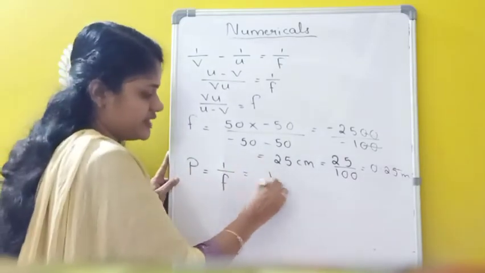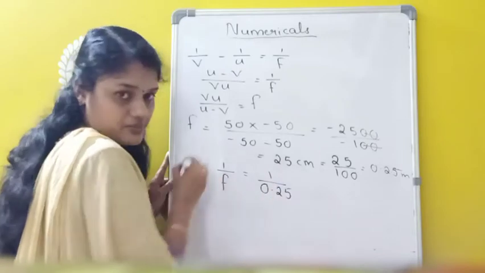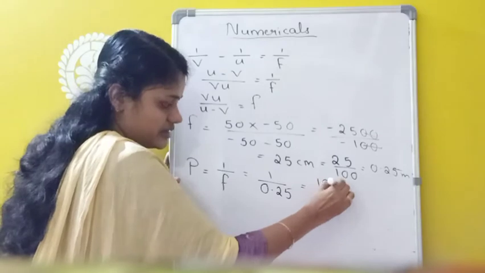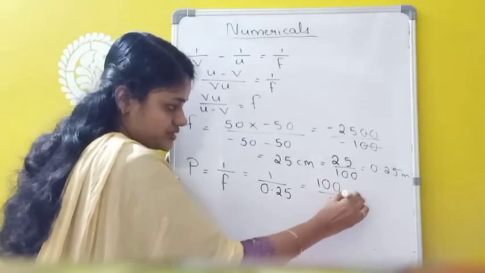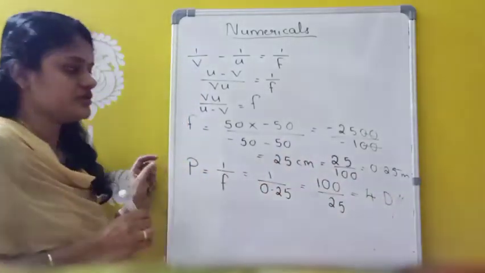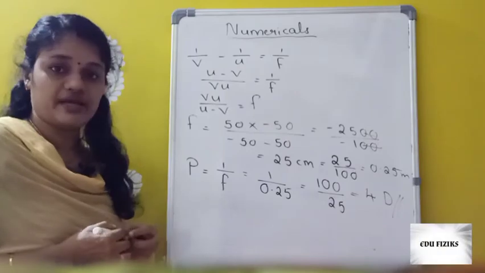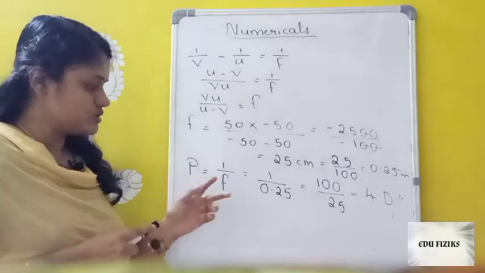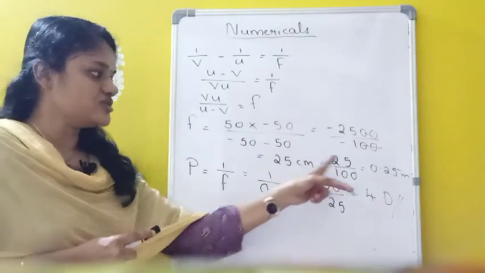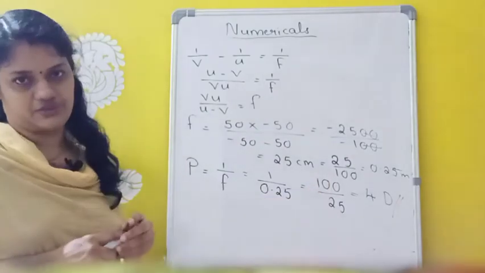That means 1 divided by the focal length, 0.25. And we can remove the decimal, multiplying by 100 in the numerator. So 100 divided by 25. That is equal to how much? 4 diopter, D. So this is the power of the lens. So this power of the lens formula is 1 by focal length. But at that time, the focal length should be in meter. So whenever we are getting focal length in centimeter, we have to convert into meter. Then only we have to take the reciprocal and find the power.